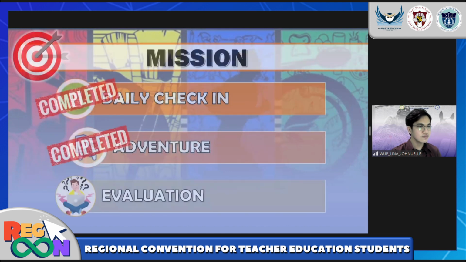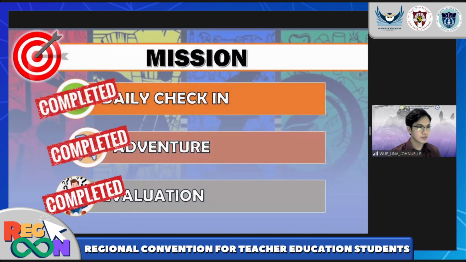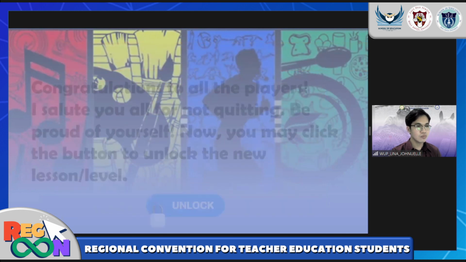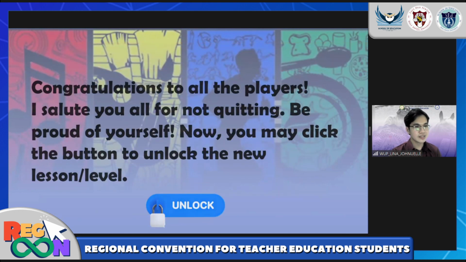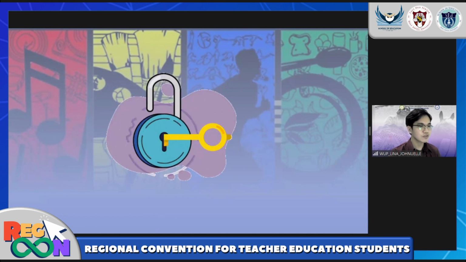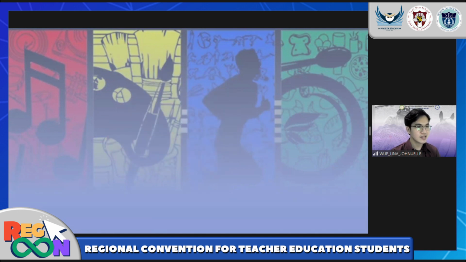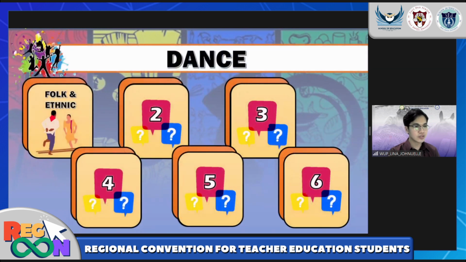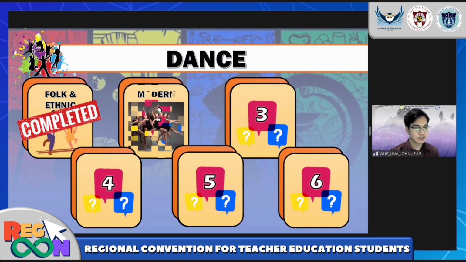Once the three divisions are explored, the class can now move on by unlocking the next topic or lesson. The next lesson will follow the same format, but will have a different content limited only by the teacher's imagination.